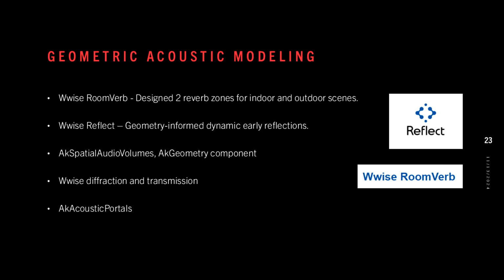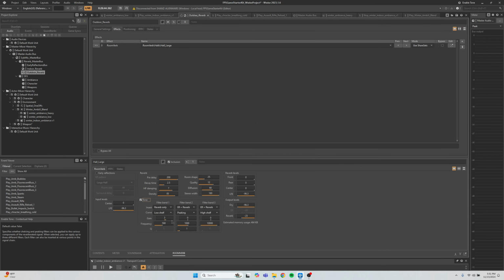In the final stage of this project, I focused on accurate geometric acoustic modeling to ensure that the environment sounded as realistic as possible. Using Wwise's Room Verb plugin, I created two distinct reverb zones for the indoor and outdoor areas, tailored to match the psychoacoustic properties of each environment.